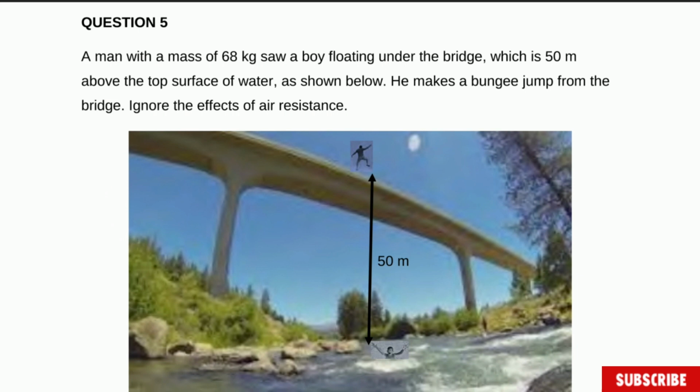The question says a man with a mass of 68 kilograms. So the mass of this man, which in the picture you cannot see properly, let's redraw the man. There is a man there, and the mass of this man is equal to 68 kilograms. Okay? So a boy floating under the bridge, which is 50 meters above the top surface of the water. You can see the 50 meters, but let's make it in this color so we can see it better.